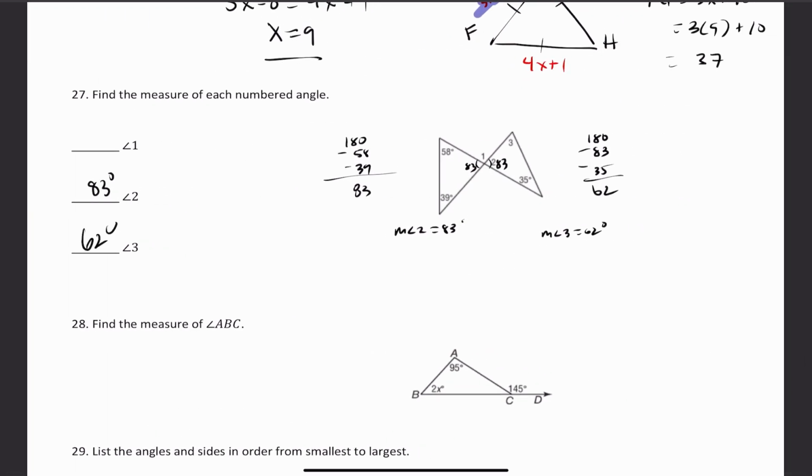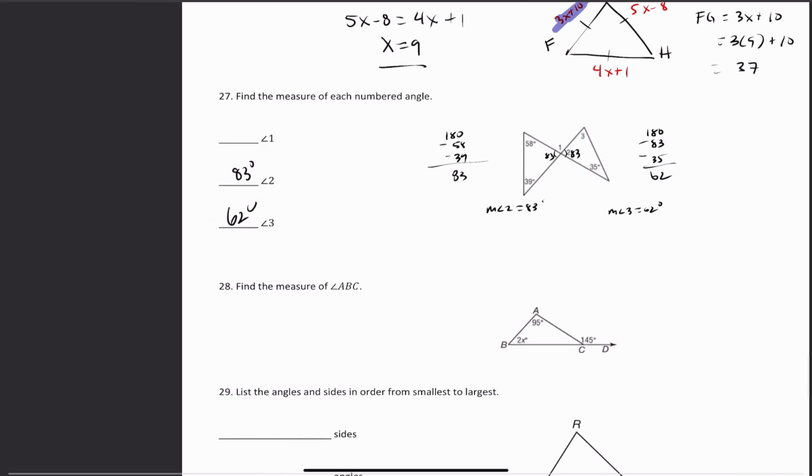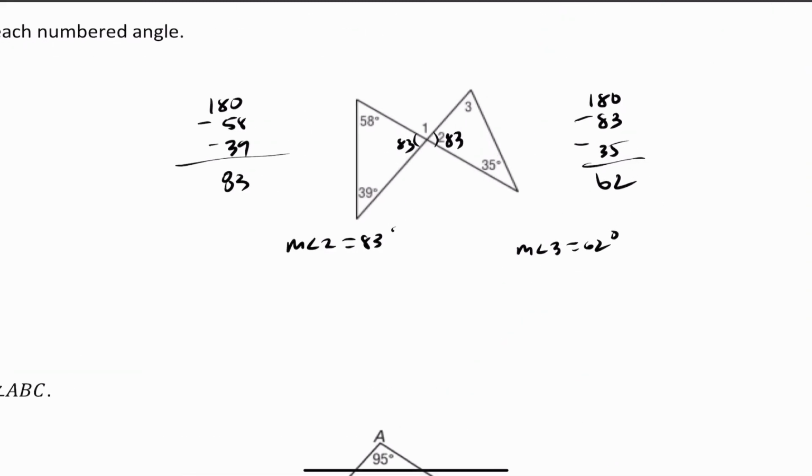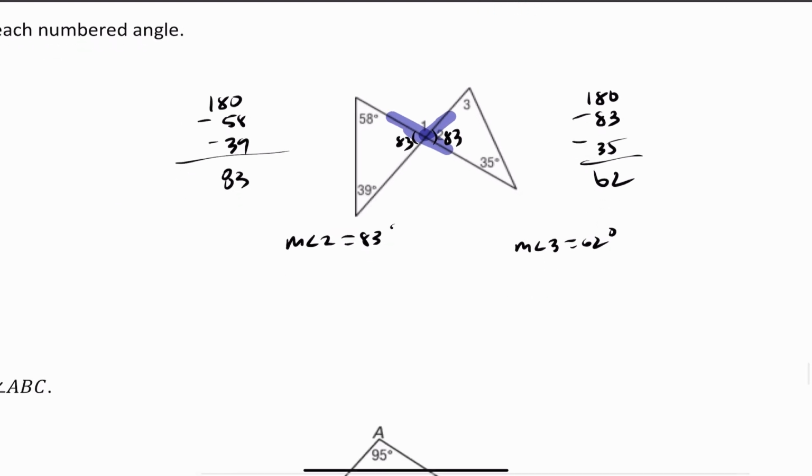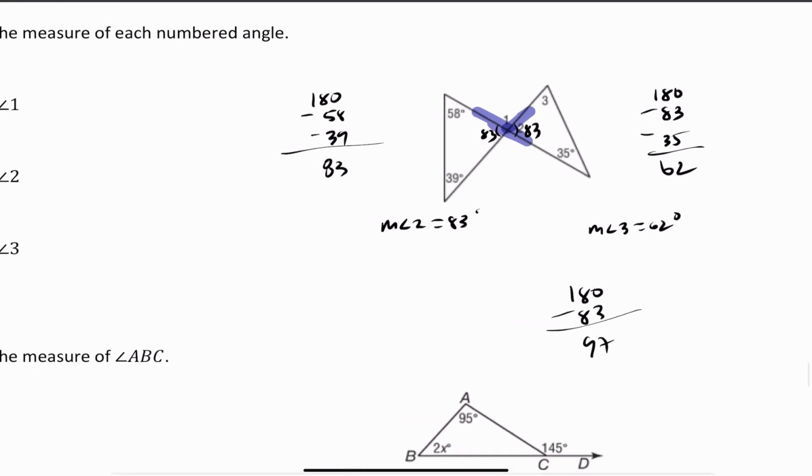And then lastly, I gotta figure out what the measure of angle 1 is. What I can do here, let me see if this works. I notice that this forms a linear pair, right? That forms a linear pair. So I just do 180 minus 83, which is gonna give you 97. Or, this is so important just in case you don't have something easy like this. This is considered the exterior angle, right? So angle 1 is the exterior angle.